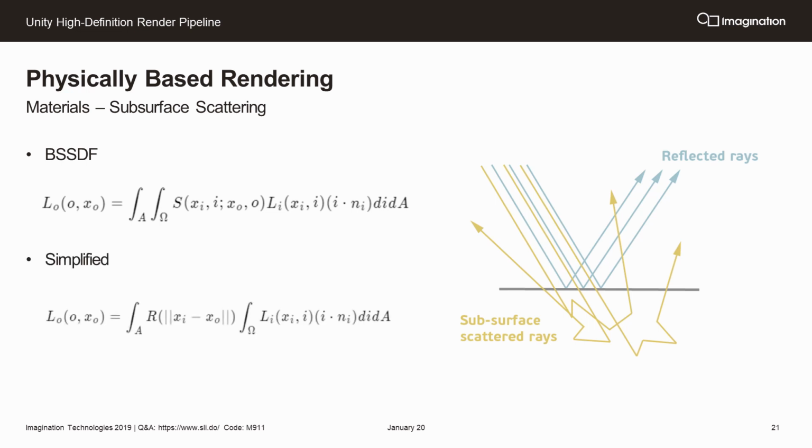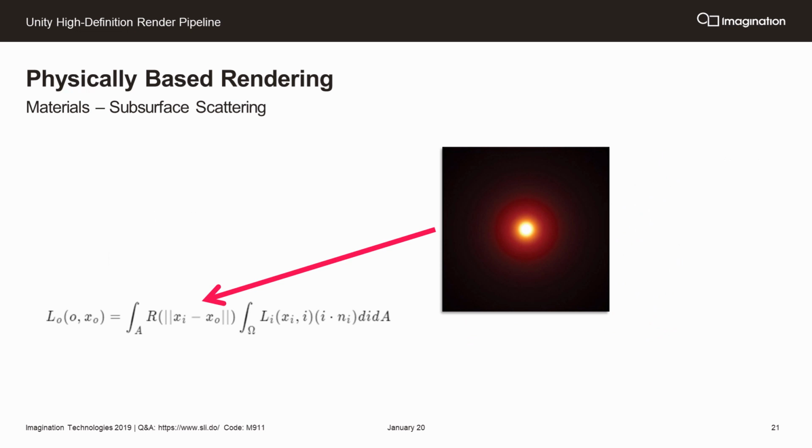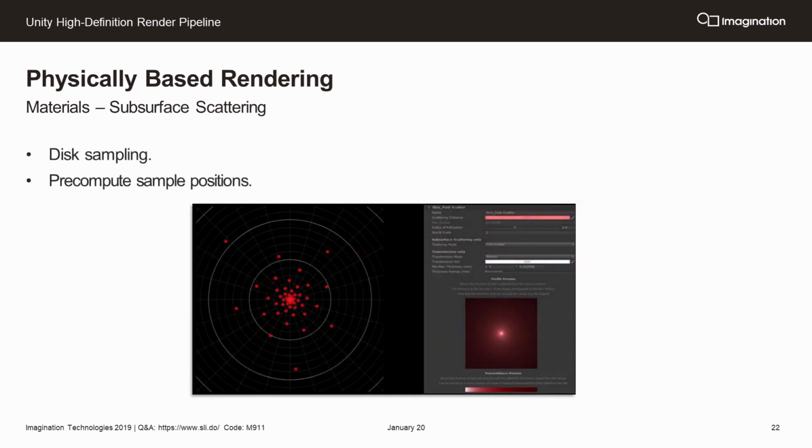Now, it uses the distance between the exit point and the current sample as an input to an attenuation function called a diffusion profile, which can be visualized like this. Now, since we still cannot afford to integrate over the entire surface, we use Monte Carlo integration to approximate this integral with a smaller number of samples. So the implementation in Unity starts with pre-computing sample positions, which are used for disk sampling this diffusion profile.